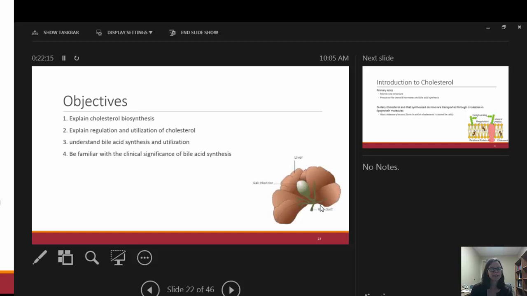All right, so the objectives of this portion of the lecture are to explain cholesterol biosynthesis, as well as the regulation and utilization of cholesterol. We also want to understand bile acid synthesis and utilization, and be familiar with the clinical significance of bile acid synthesis.